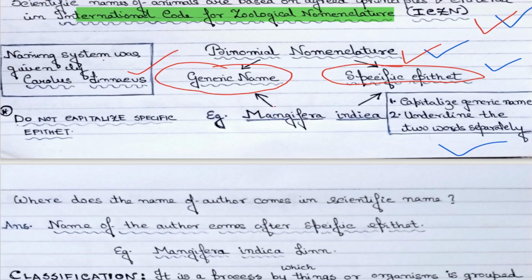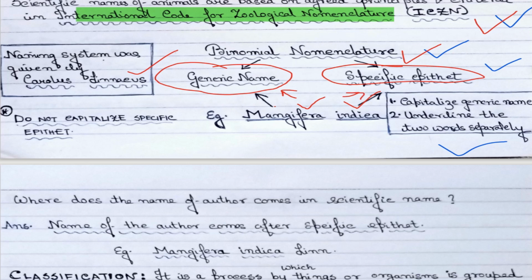So let us understand an example of binomial nomenclature. This is the scientific name of mango, Mangifera indica. Here Mangifera is the generic name and indica is the specific epithet.